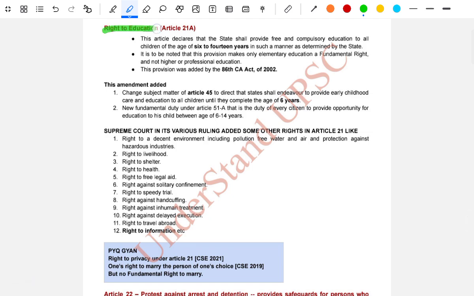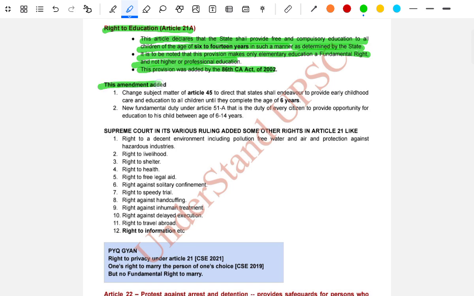Right to education, Article 21A. This article declares that the state shall provide free and compulsory education to all children of the age of 6 to 14 years, in such manner as determined by the state. It is to be noted that this provision makes only elementary education a fundamental right, and not higher or professional education. This provision was added by the 86th Constitutional Amendment Act of 2002.